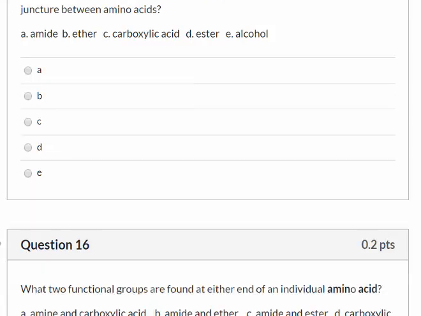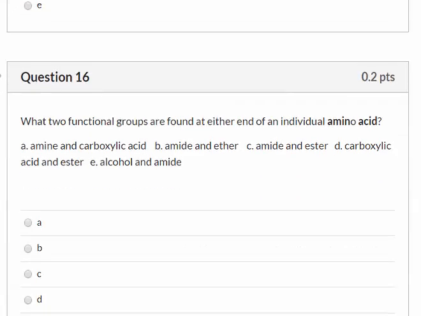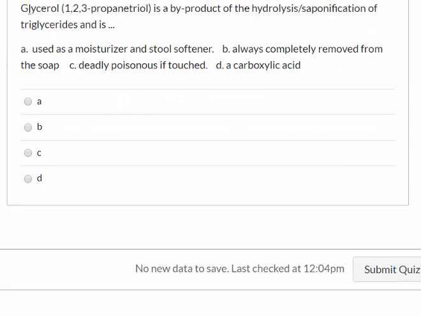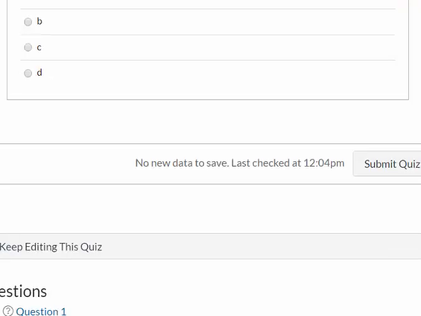You guys can handle this one. Glycerin is another name for this. But there's enough in the slides on that one.